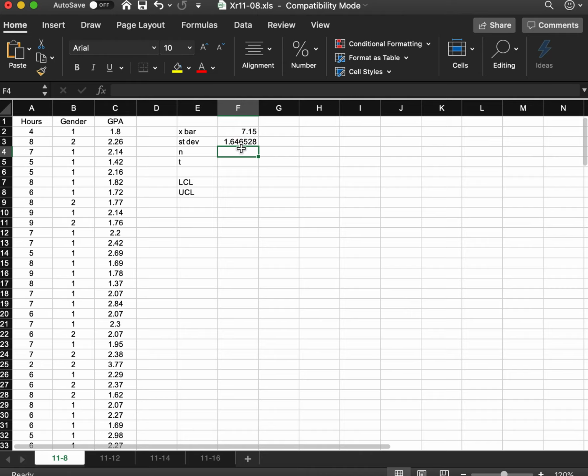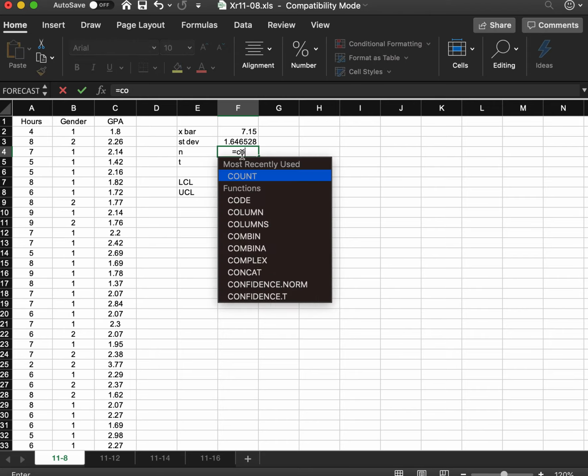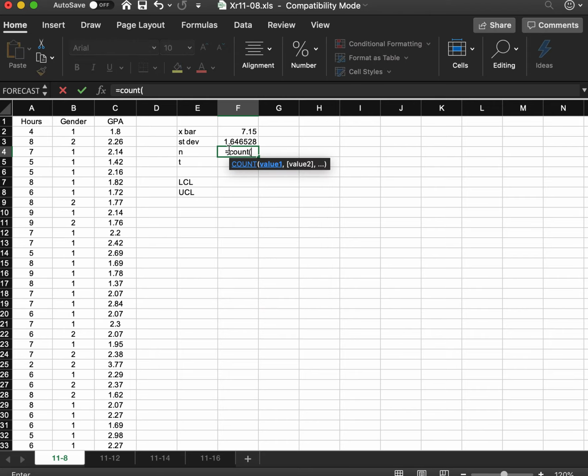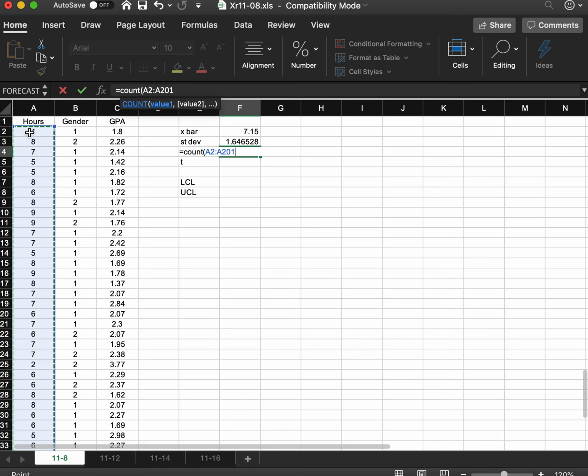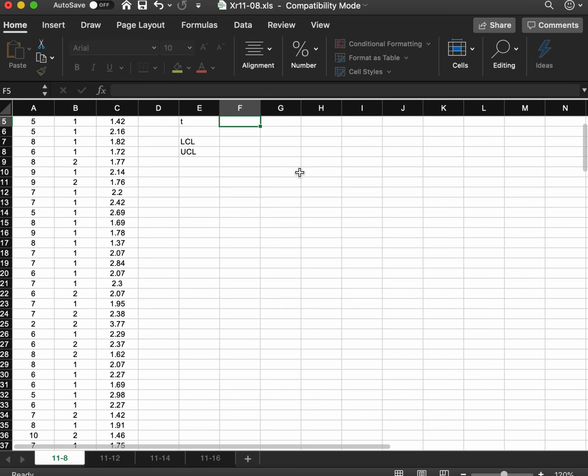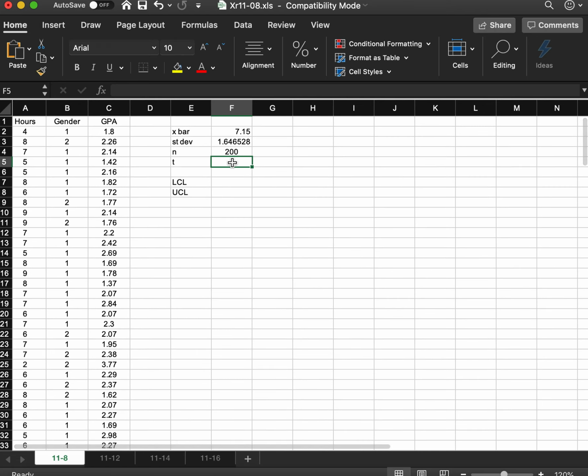You get 1.645. Next one is n. So you can use a count command. And it's also given to you in the problem. If you need it, it's 200. Okay, the next one is t. So we need a t critical value.